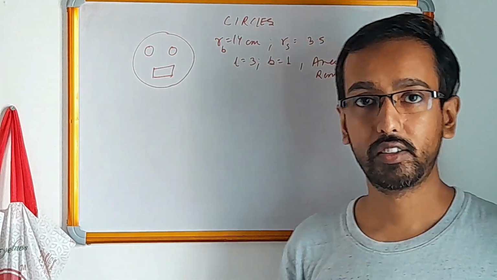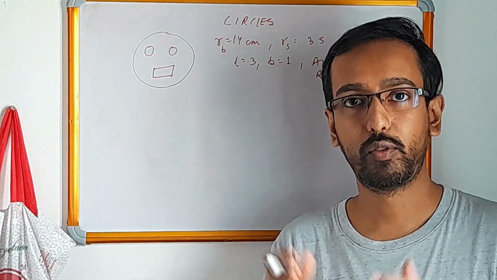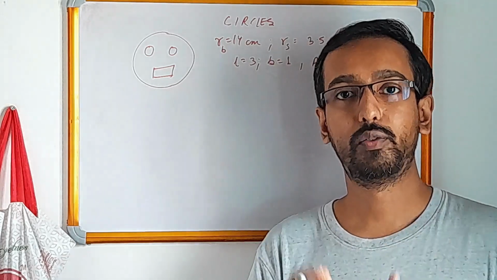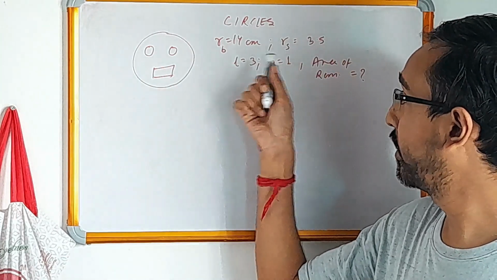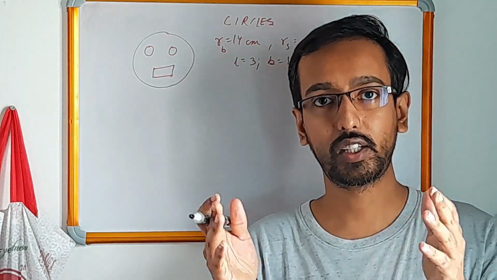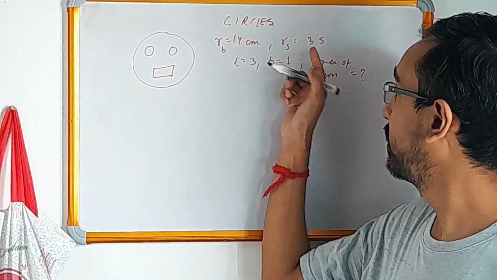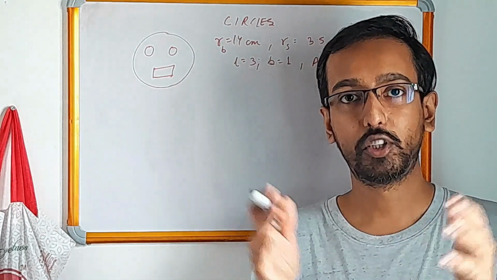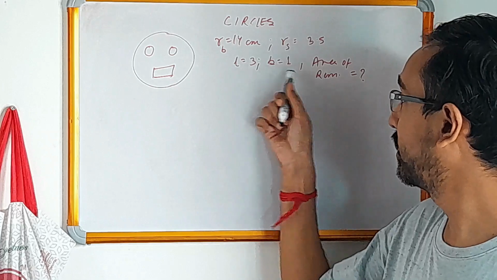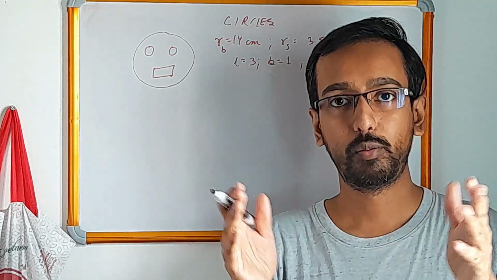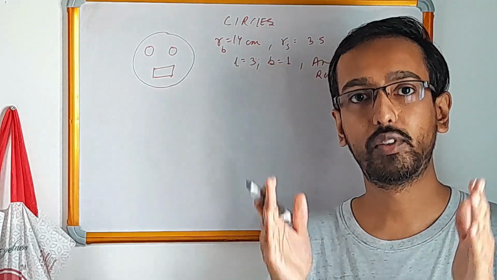So here a big circle is given, and from it two small circles and one rectangle have been cut. Different circles have different radii. The radii of the circles are given as 14 and 3.5, and the dimensions of the rectangle are also given as 3 cm and 1 cm. From this we have to find the area of the remaining shape.